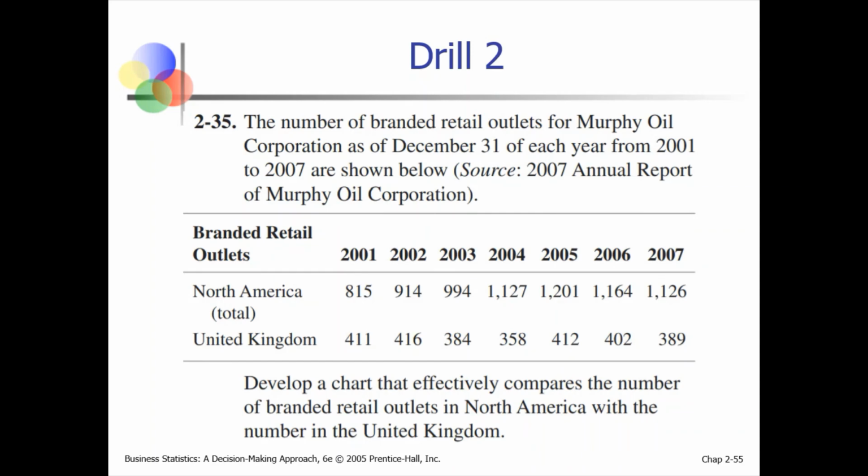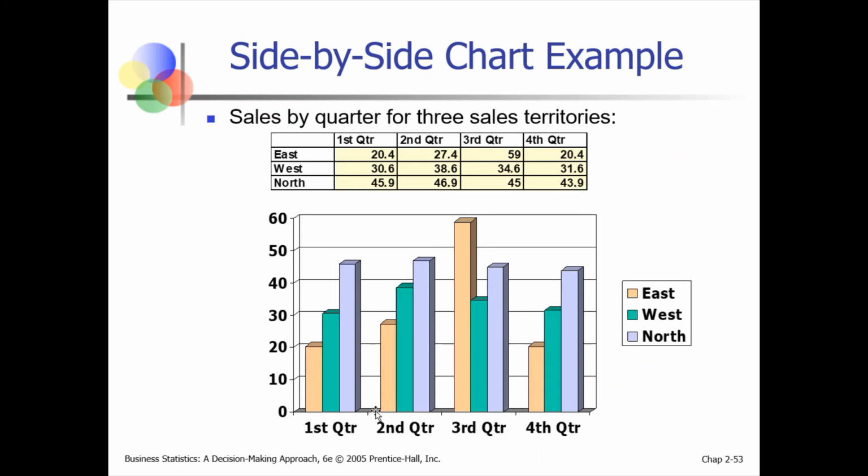In this example, as you can see, there are two categories, the North America and the United Kingdom. So each data is categorized, and at the same time, our data always has two categories. So we have the branded retail outlet and the year. So in this case, which of these two kinds of charts can we use? A bar chart. So it has many bars in one category.